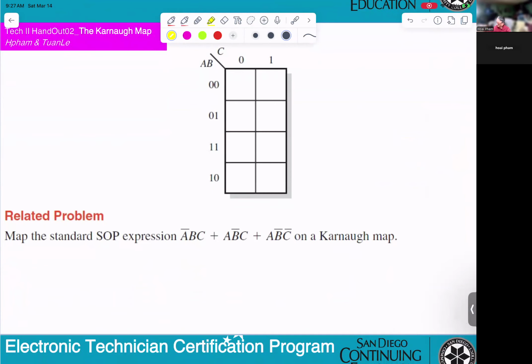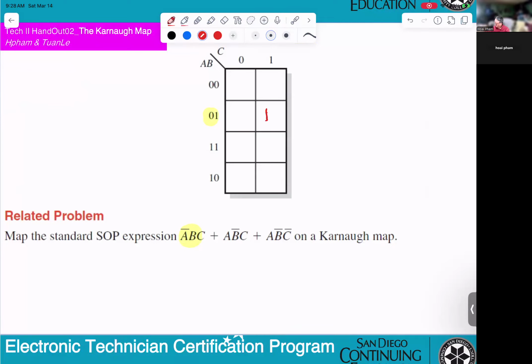Now, map the standard sum of product for this expression. The first one here: not A, B, C. Not A here, B, C. So this will be a 1.